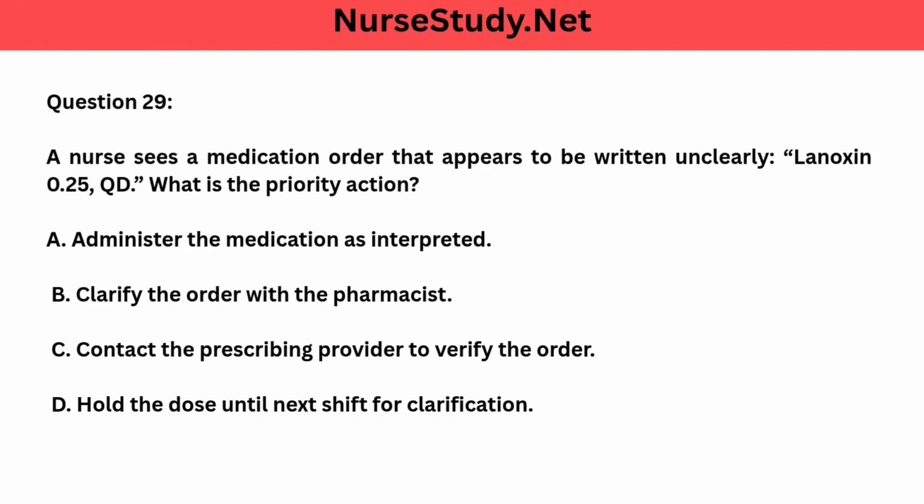Question 29. A nurse sees a medication order that appears to be written unclearly. Lanoxin 0.25 QD. What is the priority action? A. Administer the medication as interpreted. B. Clarify the order with the pharmacist. C. Contact the prescribing provider to verify the order. D. Hold the dose until next shift for clarification.